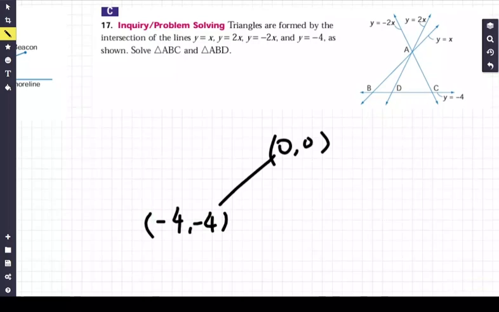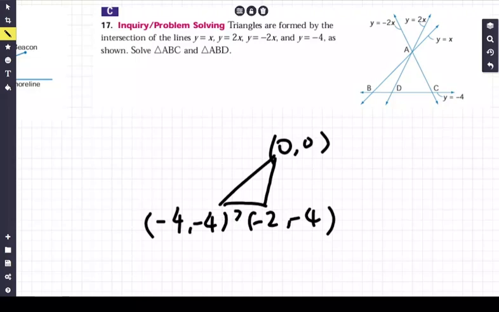And then let's look at D. Where does 2x intersect negative 4? 2x equals negative 4. We divide both sides by 2, so x equals negative 2. So D is at negative 2, negative 4. Now let's solve it, because this is ABD. In the middle we have this little distance BD. It's going to be 2.